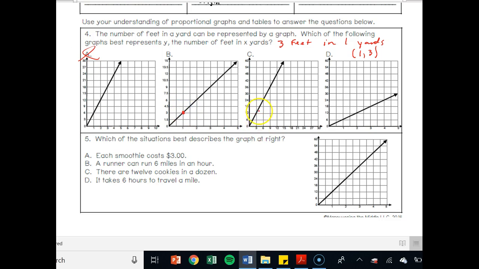Do I have a point 1, 3 here? No. It even starts at 3, so no. Do I have a point 1, 3? I have a point 1, 6. So that can't be it. So B is your answer.